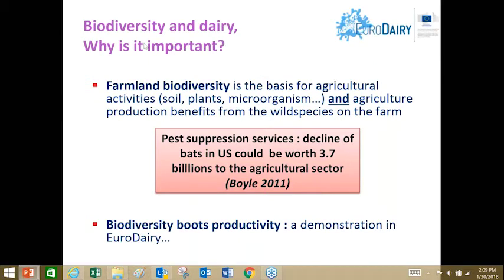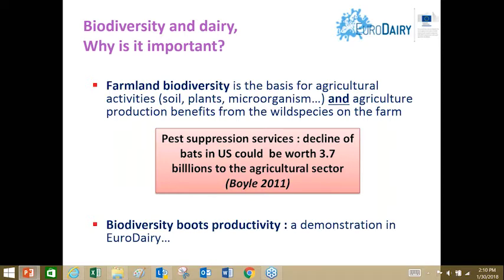Now, regarding especially dairy and biodiversity, the second important question is, why is biodiversity important for dairy farming? In fact, it is important because farmland biodiversity is actually the basis for agricultural activities, as any farming system uses soil, plants, microorganisms. And on top of that, agricultural production benefits from the wild species on the farm.